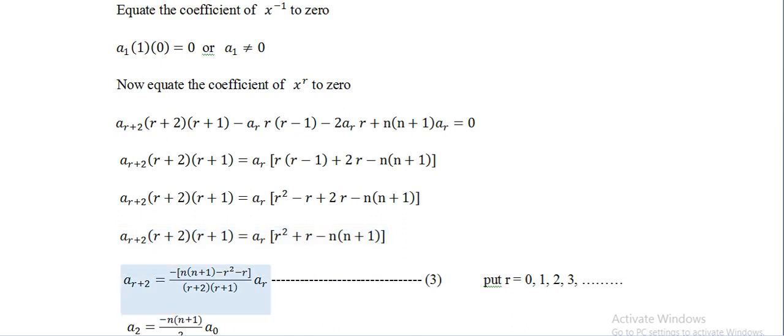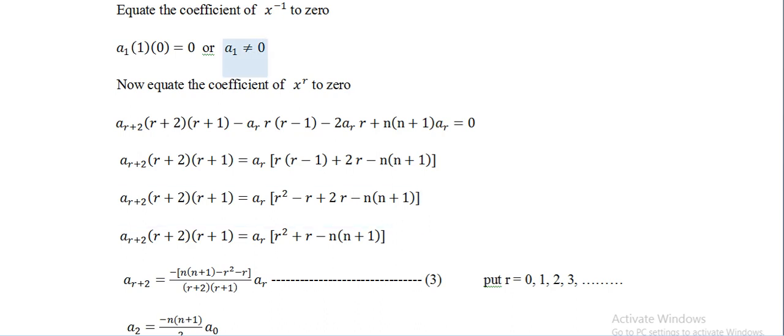Now divide on both sides by r plus 2 and r plus 1. So the left hand side is only a(r+2), and the right hand side is minus. One more thing, in the right hand side we'll take the minus sign as common here. So then it becomes minus of (n plus 1) plus r square plus r, which becomes minus (r square and minus r) after taking the minus sign as common. And after dividing by r plus 2 and r plus 1 on both sides, the denominator is (r plus 1)(r plus 2) into a_r, which gives equation number 3.